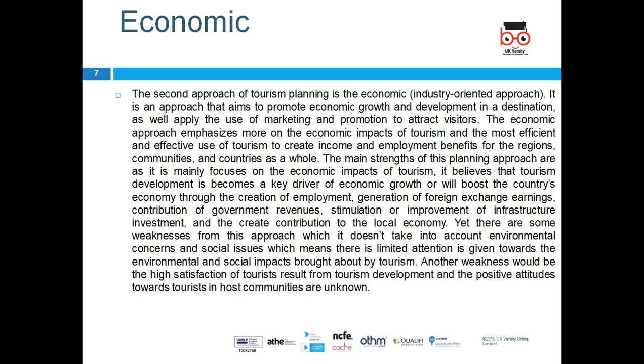Some weaknesses of this approach: it doesn't take the environment into account. They focus on economics, but maybe not on social issues. Maybe the local culture will be transformed, the local culture is changing. So we need to look around at all this. Maybe we're looking at the economic side, but every decision has some impact, you know. So we need to look around.